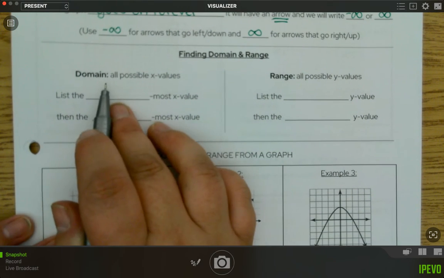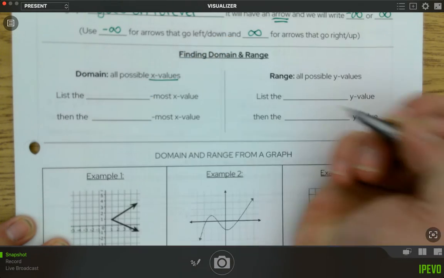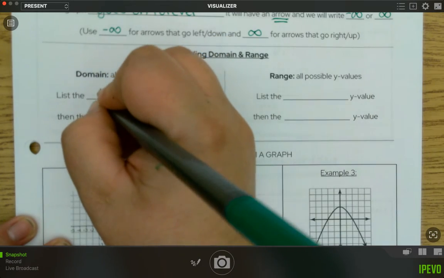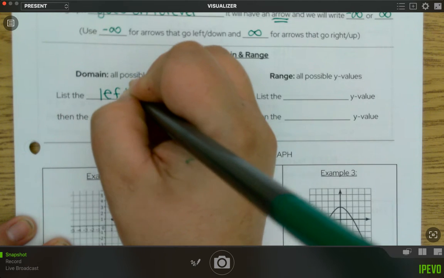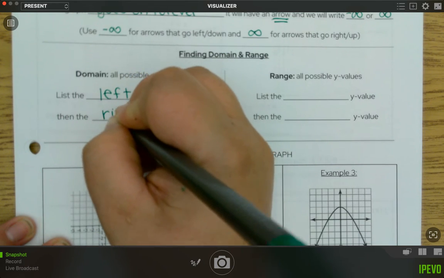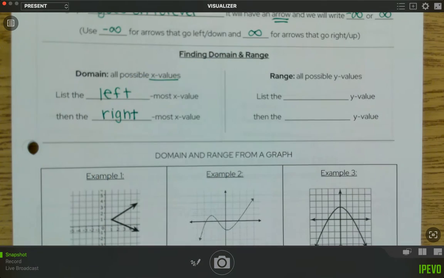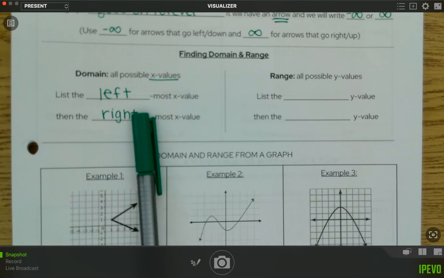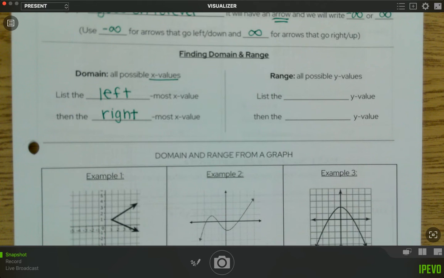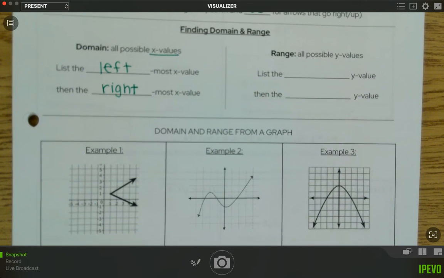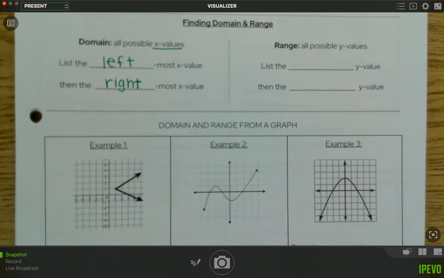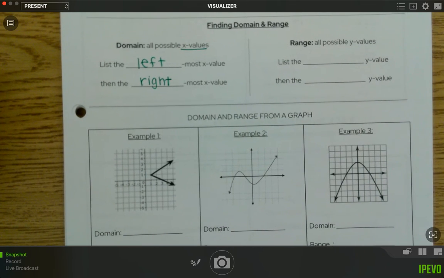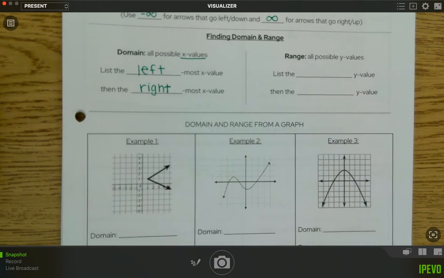So domain is all of the x values. And this means that we're going to go from left to right, because that's what direction x values go in. So ask yourself, how far to the left can the graph go? How far to the right can the graph go? And I'm going to go ahead and do this with some of the graphs down here. Okay, I'm going to zoom out just a little bit so you can see everything at the same time.